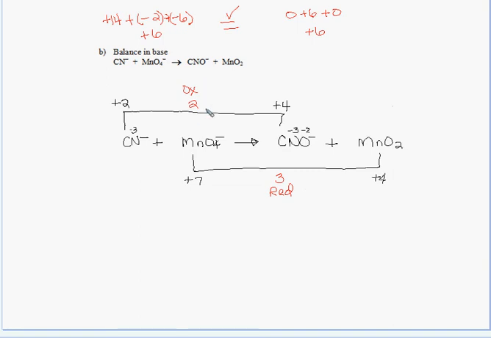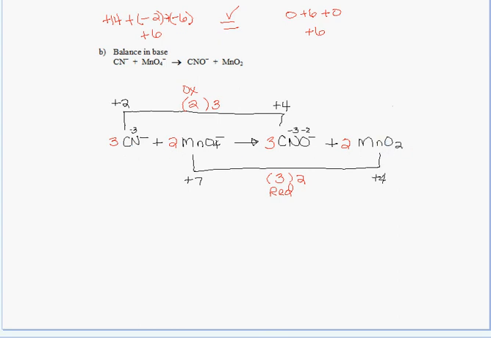Again, you want to get it so that the atoms are transferring the same number of electrons. That means that the common lowest number is going to be a 6. That means we're going to take our oxidation and multiply by 3, which will put a 3 in front of the cyanate and a 3 in front of cyanide. Similarly, we're going to take our reduction 3 and multiply by 2. That'll put a 2 in front of manganese dioxide and a 2 in front of the permanganate.